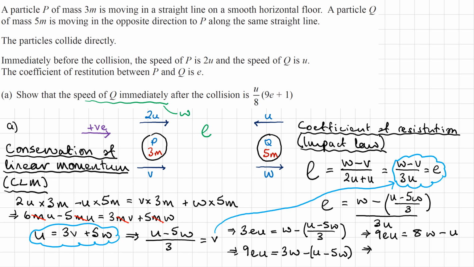We'll add U to both sides, and that equals 8W, and then we'll divide both sides by 8. Now we need to give our answer in exactly the form that it's been given, so I will factorize out U here and then divide both sides by 8. So I'll get U over 8, and then in my brackets I will have 9E plus 1 because I've factorized it, and that's what W is there. So I get the result that's required.